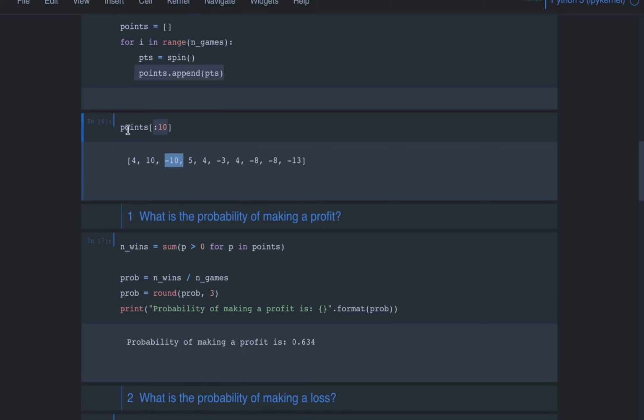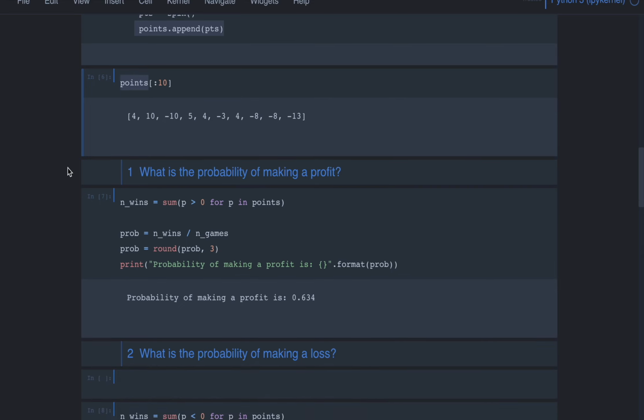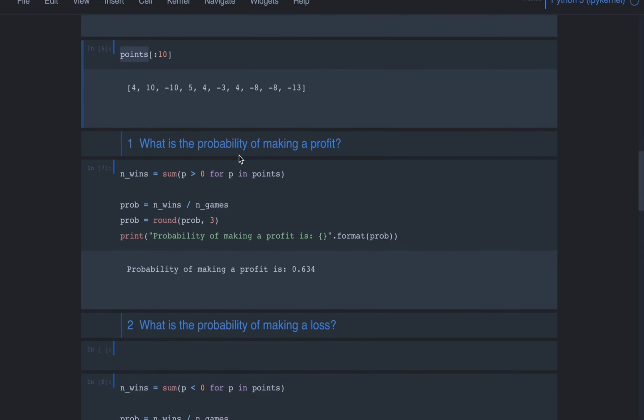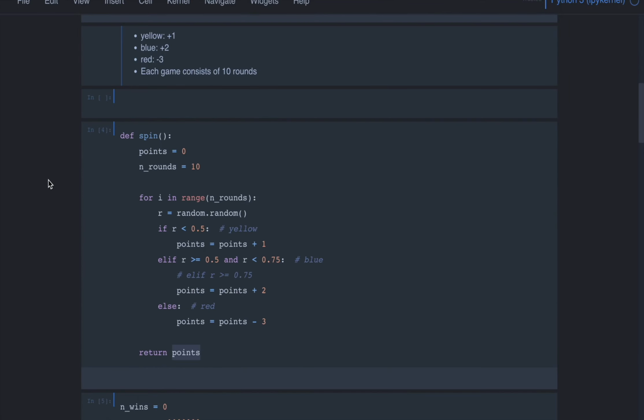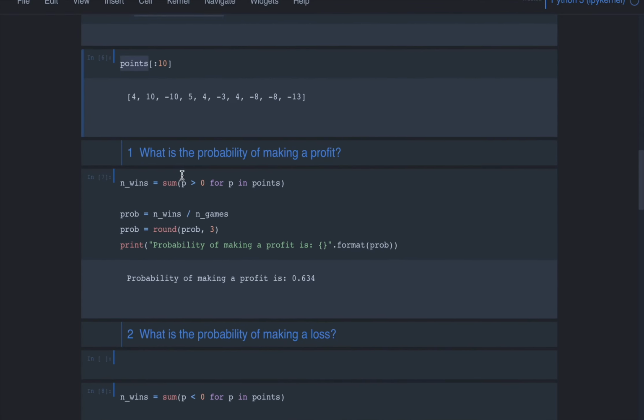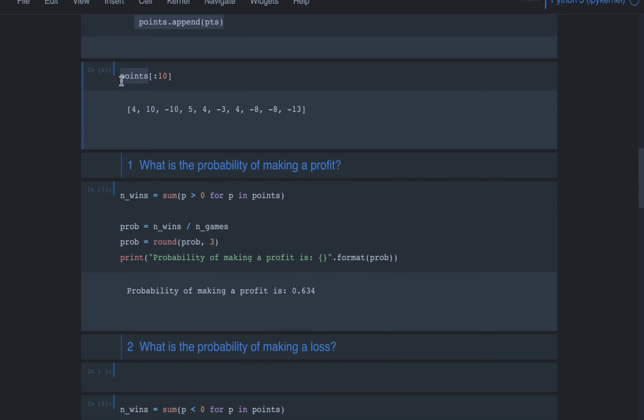Now we'll ask a number of probability related questions. And we can answer all those questions just by using this points list, which is of length 1 million. So let's start with a simple question. What is the probability that we will make a profit by playing this game, where the game consists of 10 rounds? So all we need to do is go over all the values in this points list and check how many of them are greater than 0.